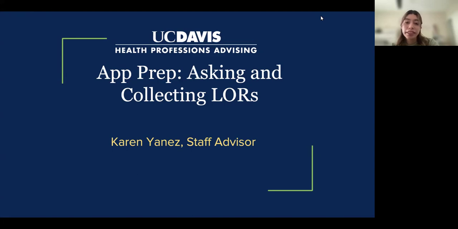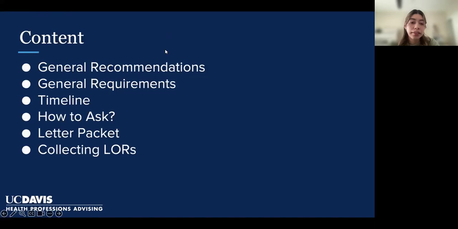We'll be going over a lot of things today, such as how to collect them, general recommendations, and general requirements. So let's go ahead and get started. This is what we will be discussing today. As I mentioned before, we will be going over what types of letters HPA recommends. So this is our general recommendations and general requirements for your letters of recommendation, what a timeline looks like, how to ask for those letters, what is a letter packet, and how to collect those letters.